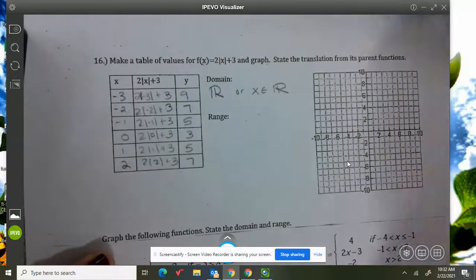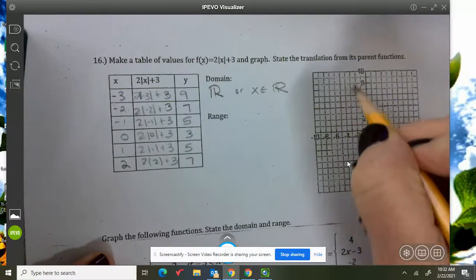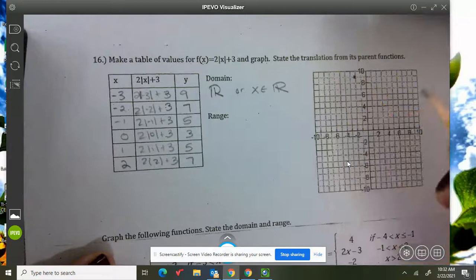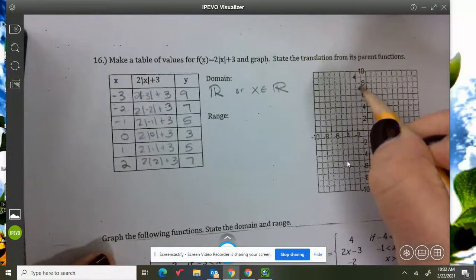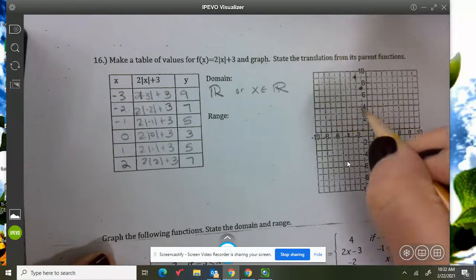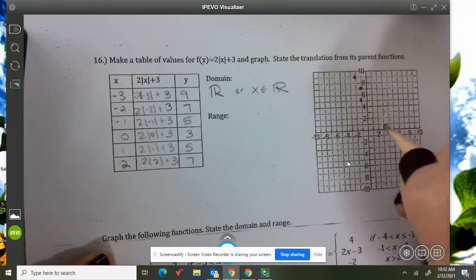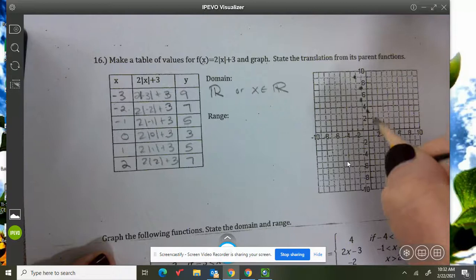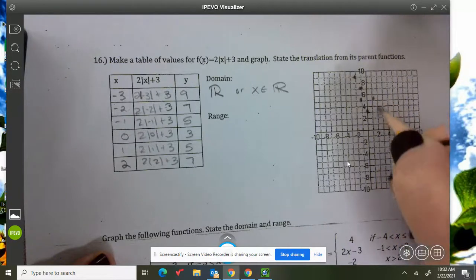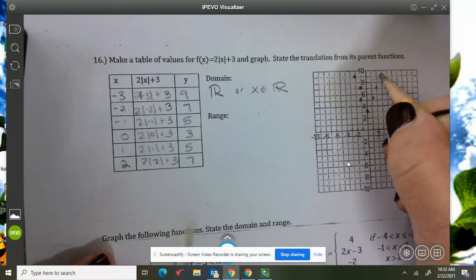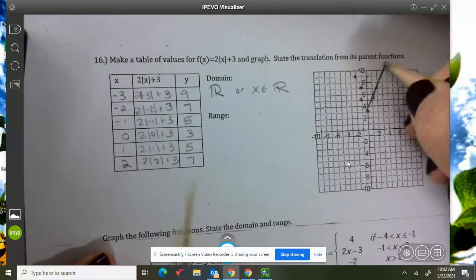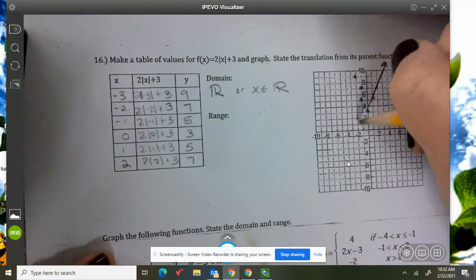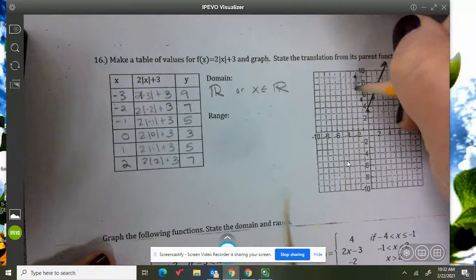Okay, so we put in negative 3, my output is 9. I put in negative 2, my output is 7. I substituted negative 1 and my output is 5. I substituted in 0, my output is 3. 1, we're going back, it's 5. 2 is 7. Let's make it symmetrical here. So it's going to be that V shape. If you don't see the V shape, you didn't graph it right. This needs adjusted.